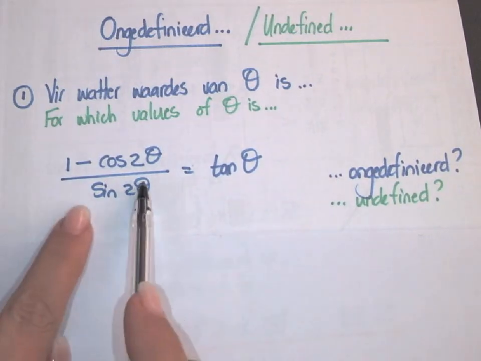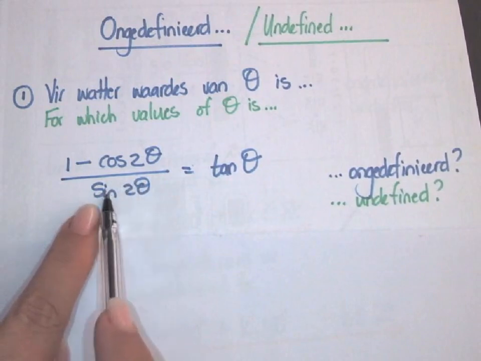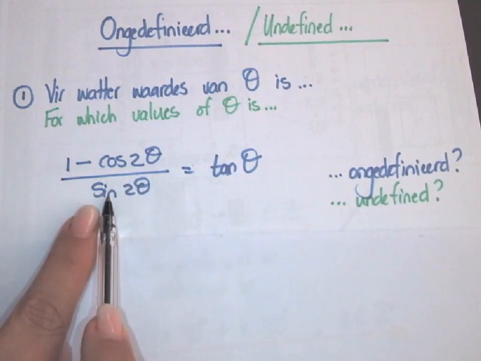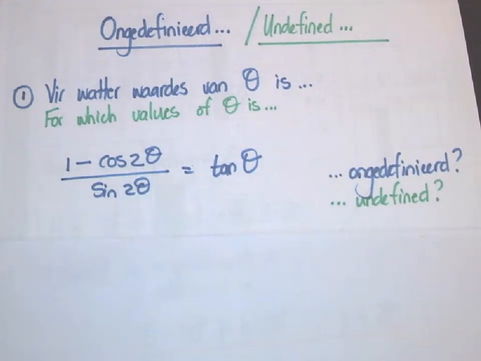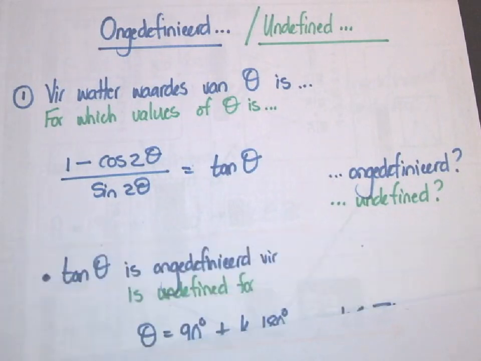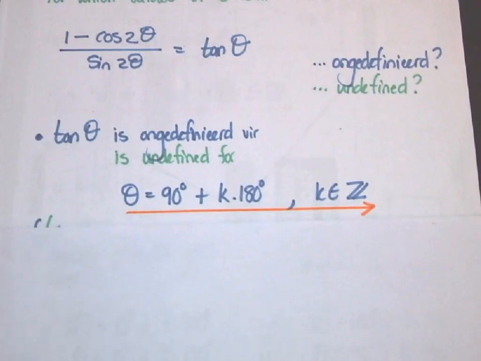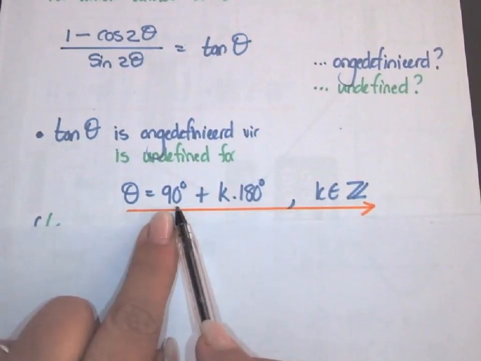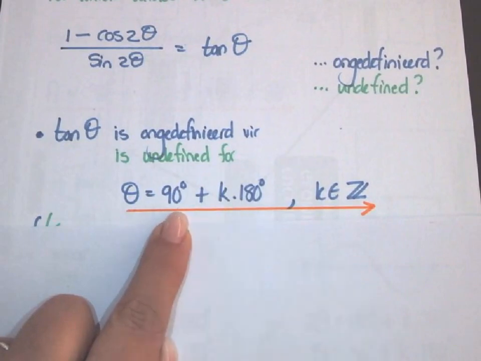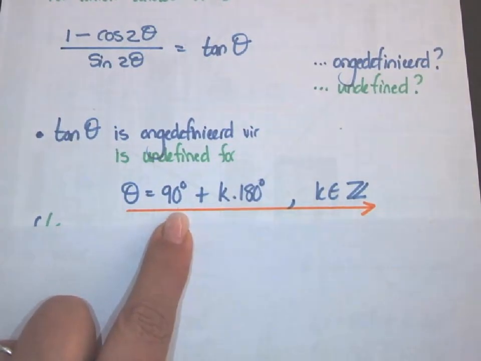So, if the sine 2 theta is 0, that's one option. But there's another one, tan, because tan has asymptotes. And for the asymptotes, at that specific degrees, tan is undefined. So you first write, tan is undefined for where? For every 90 degrees. And if you add 180, you'll get the next asymptote.